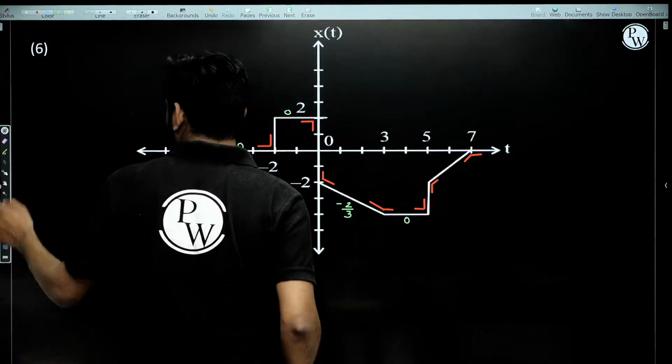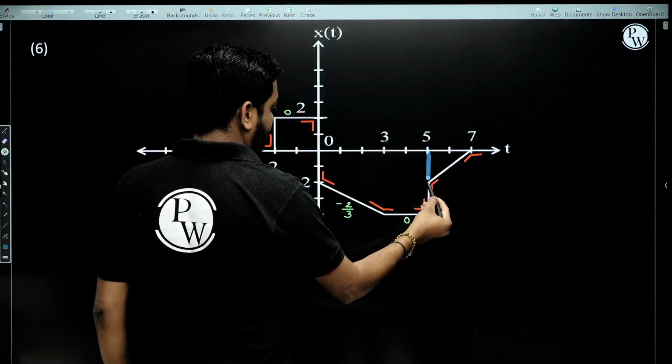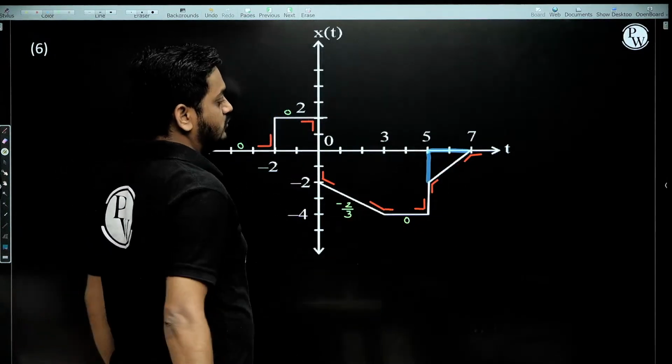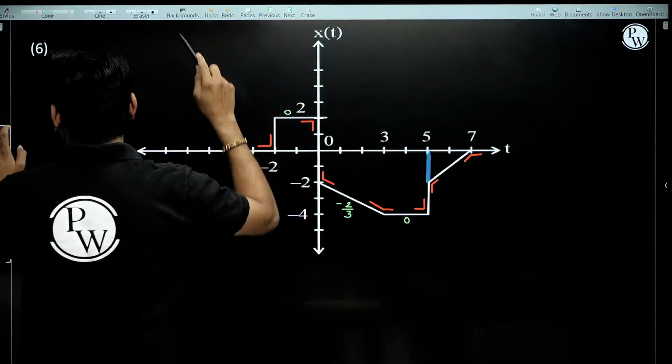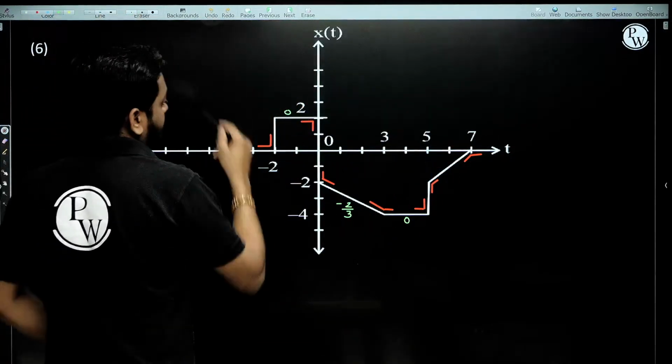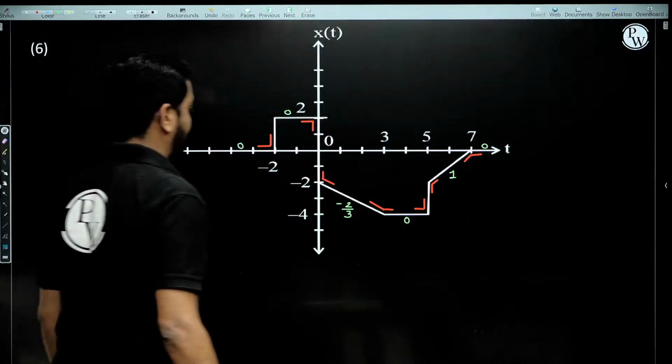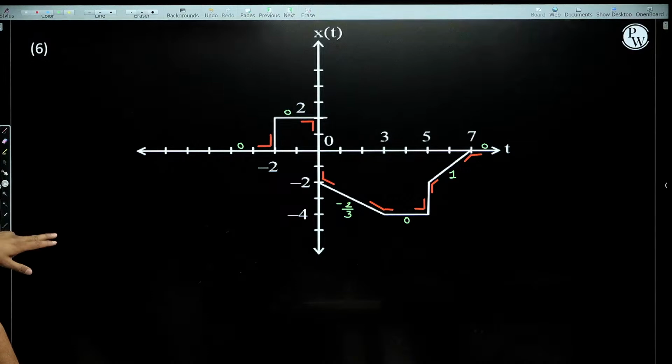What is the value of slope? Again dy by dx. So dy is 2, dx also 2. And it is an increasing slope, that's why positive slope. So dy by dx is plus 1. Here slope is 0. That's it. Now write the final answer.